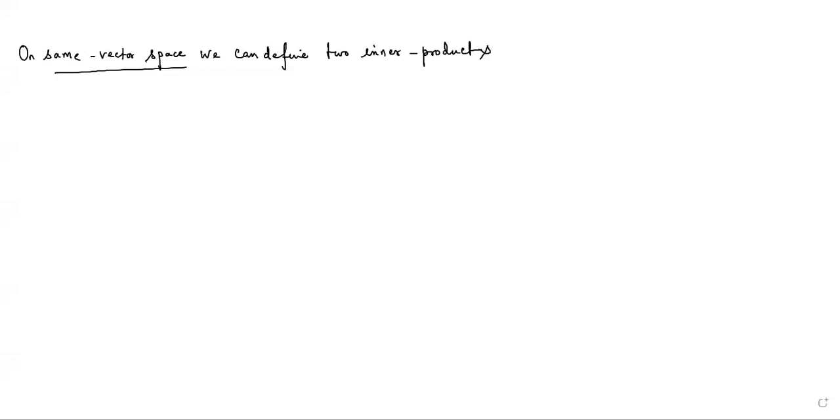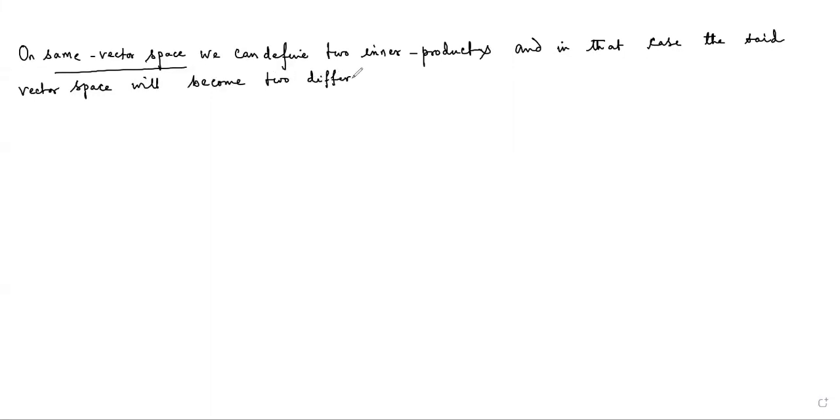It is not the case that a particular vector space will be an inner product space under only one single inner product. We can define separate inner products on the same vector space, and in that case, the said vector space will become two different inner product spaces.